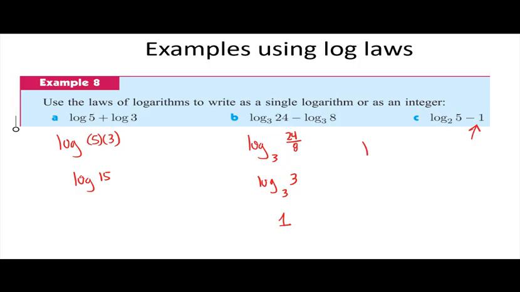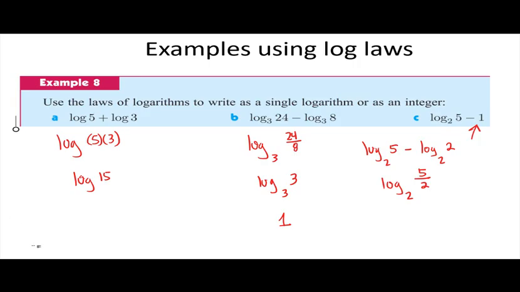So what you want to do is change this 1 into a log. We have log base 2 of 5 minus. Since this is log base 2, we need logs in the same base to use the properties or laws. So log base 2 of what is going to give us 1? Well, this has to be a 2. Now that we have the same base, we can write it as a single log: 5 divided by 2.